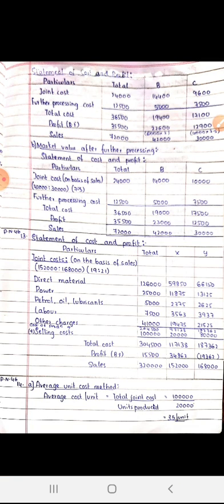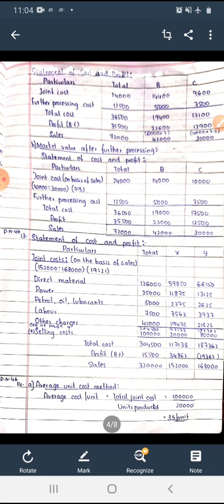Is there any other cost except joint cost? After the joint cost, one more cost is there, that is further processing cost after separation. We have to add further processing cost, that is 12,500 total: 5,000 for B and 7,500 for C. So total cost is 36,500, that is 19,400 and 17,100. Now we need to find out the profit. We have the cost, and we need sales. Is it possible to find the profit yet? No, right?